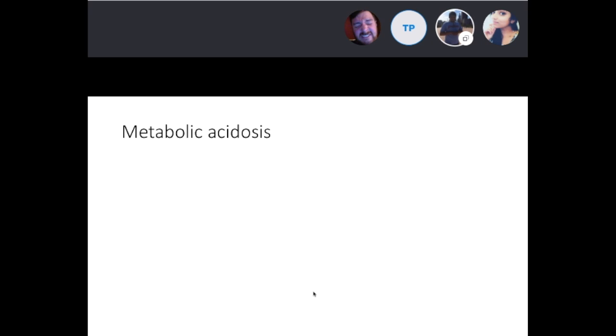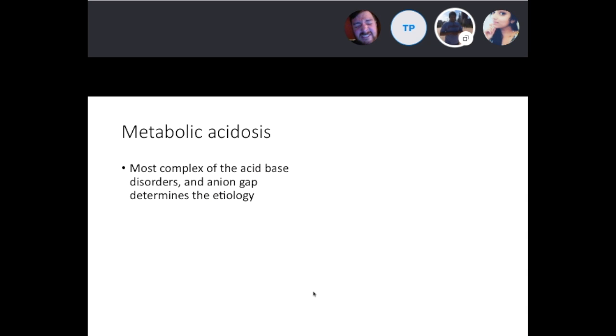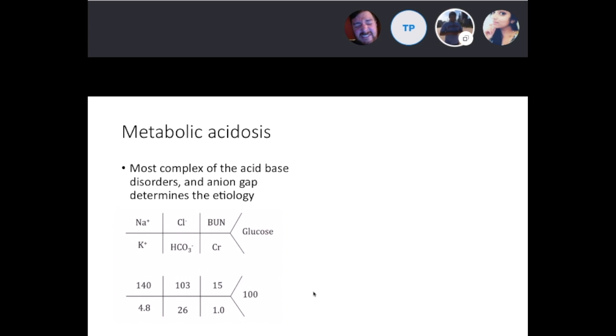So we'll move on to the very last one for the night. And this one's kind of the tricky one. It's the most complex of the acid-base disorders, because the anion gap determines the etiology of what you have. So this is a Chem 7 that you'll normally see.